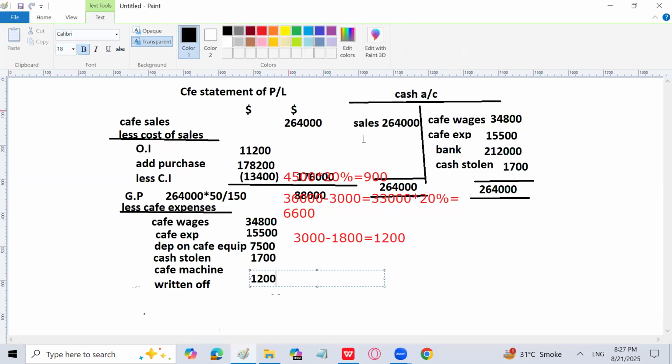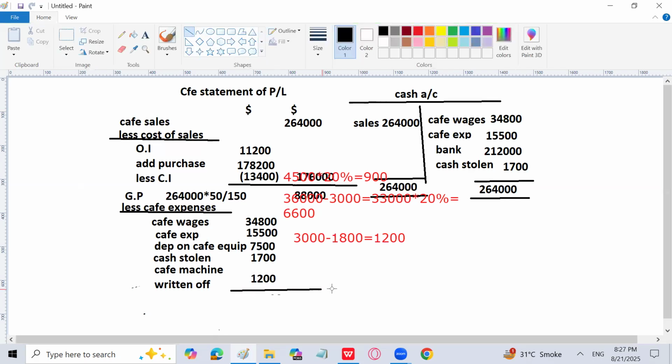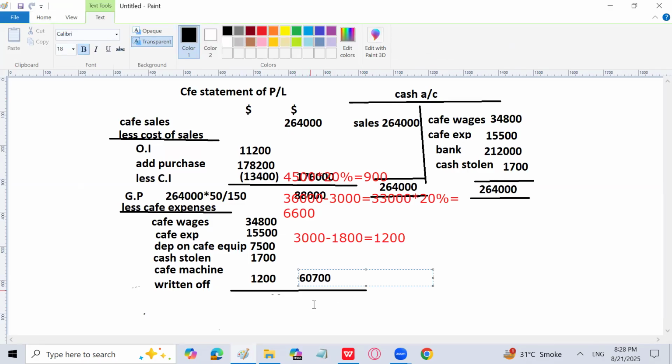Now you can go for the total of the cafe expenses, and I will write the cafe profit to calculate. I know that it is not that easy, but only one part is difficult, and it is a lengthy question also. So 34,800 plus 15,500 plus 7,500 plus 1,700 plus 1,200. 60,700 is the total for the cafe expenses. You can also tally with me, and I will get the cafe trading profit, or whatever you can say, the cafe profit. You can write it according to your choice.